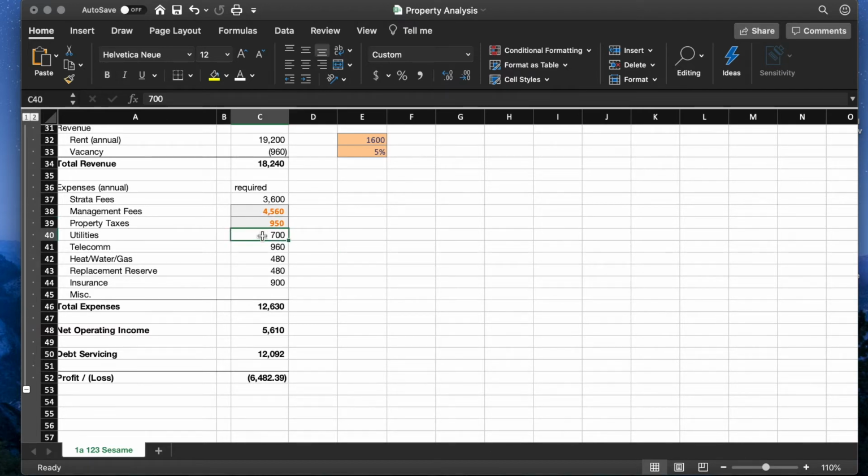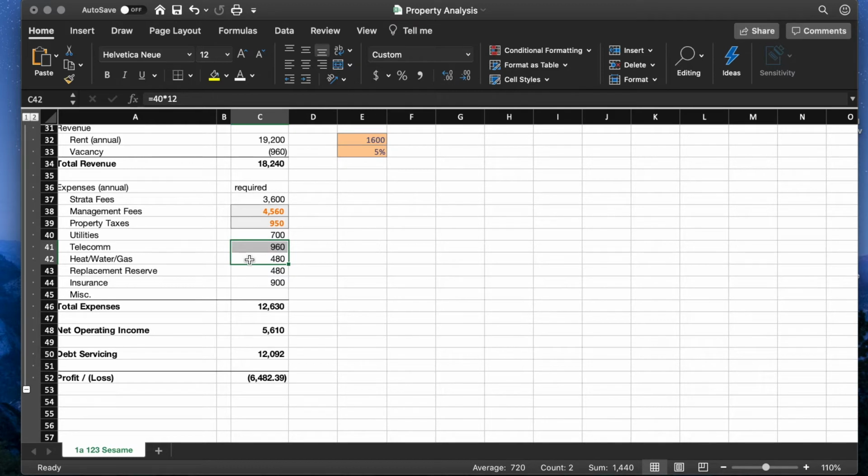Utilities as well, so annual utilities for the property. I've assumed here that there's some telecom services that I'm going to have to pay for as a landlord, but most of the time your tenants will be paying for cable or internet and that sort of thing. But I've included that at $80 a month. Heat, water, gas, I've included something in there as well. And sometimes, in order to incentivize tenants, maybe that's something you might want to include in your proforma.